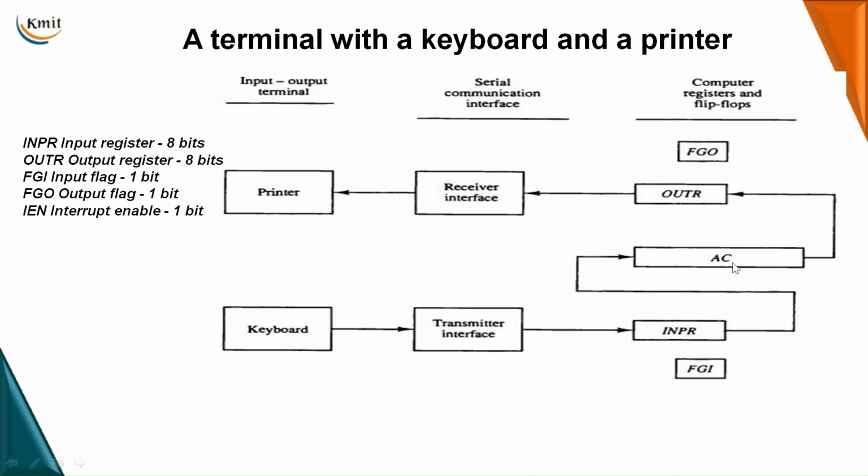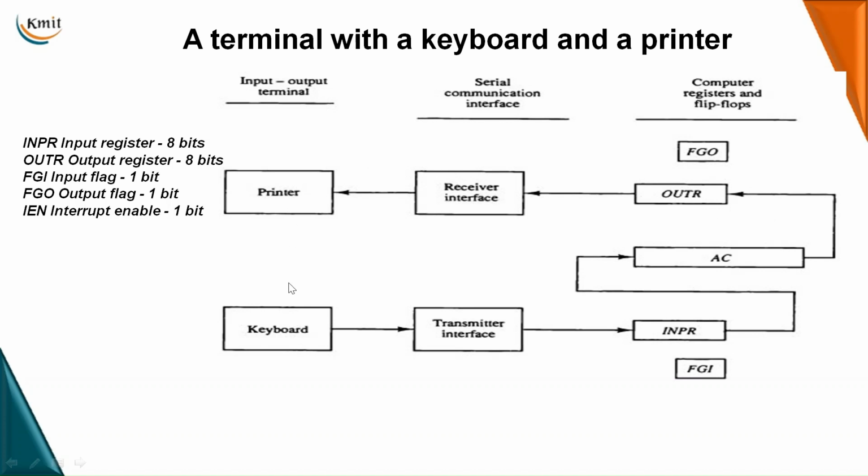Similarly, whenever the information has to be given as an output to the user through an output device, the information present in the computer is first transferred into the accumulator register AC. From there, it is moved on to the output register. Through a receiver interface, the information is transferred to the output device such as a printer.